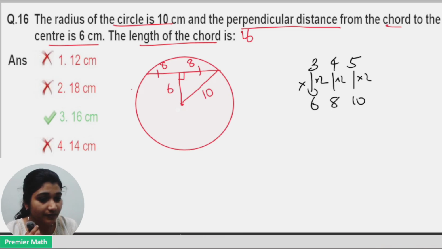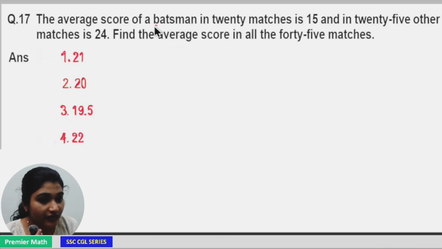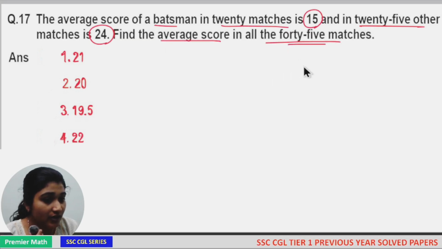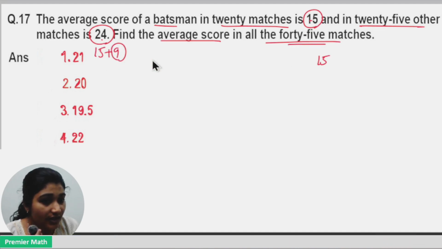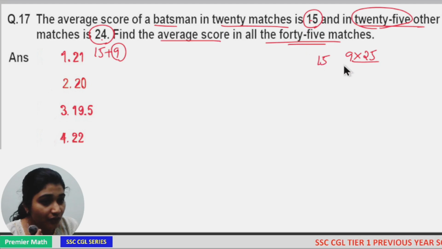The average score of a batsman in 20 matches is 15 and in 25 other matches is 24. Find the average score in all the 45 matches. Here take the common average among 15 and 24, which is 15. 24 I can split as 15 plus 9. So this extra 9 is for these 25 matches. So distribute this 9 into 25, the extra sum, for the total 45 matches.